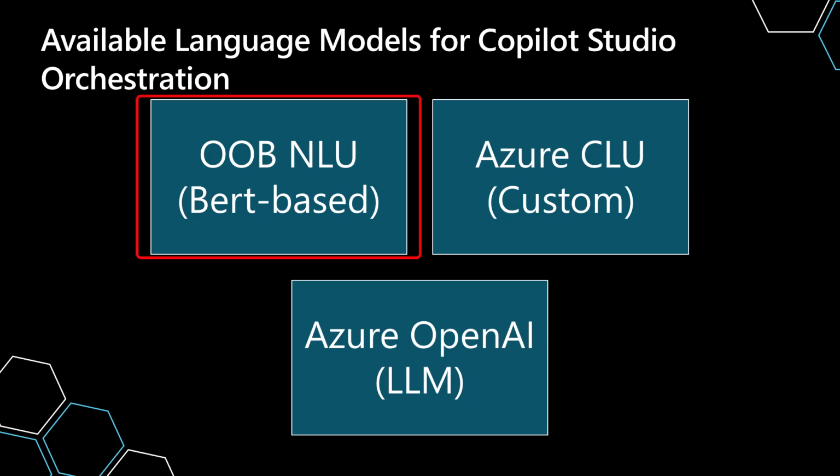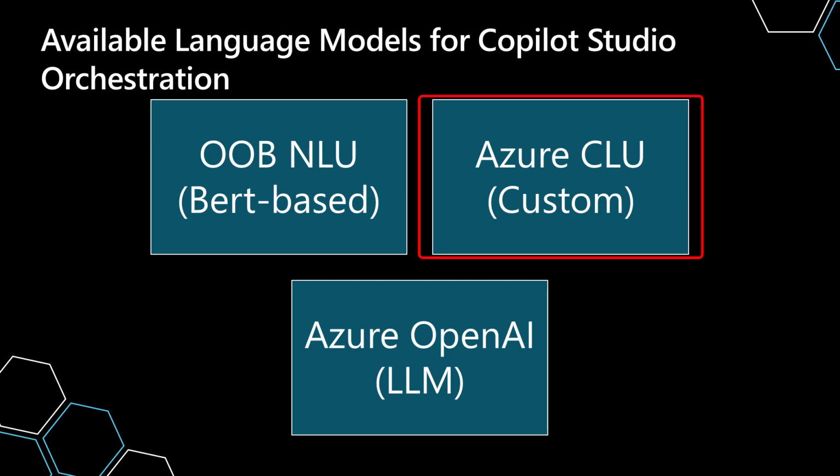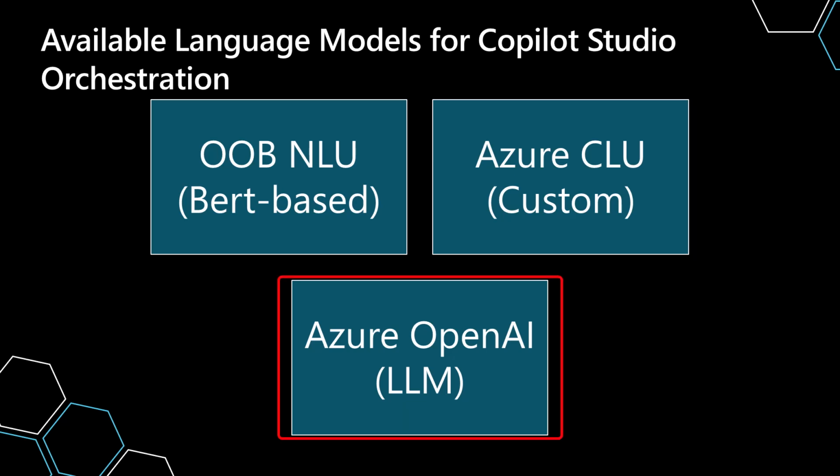You have one which is out of the box, a BERT-based model that you can train, but it's all self-hosted. You don't have to do much. You just put in trigger phrases and things like that to train it. Then the next one is Azure CLU, a custom language understanding model that you build and host in Azure yourself and connect in as the orchestration engine. The last option that you have is going to be the focus of this video today.